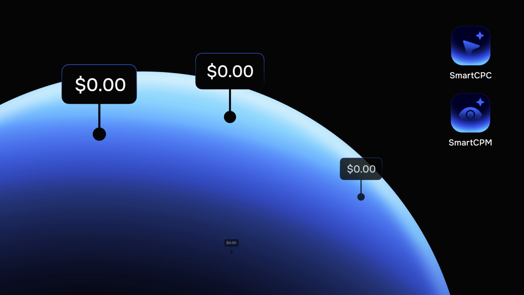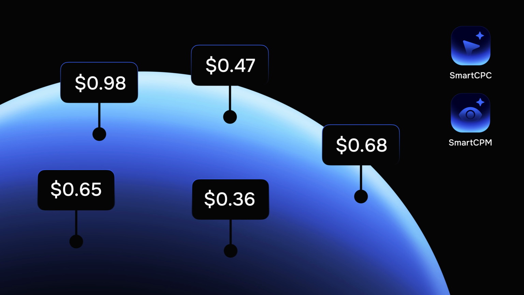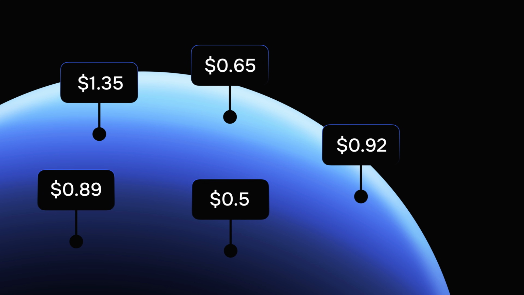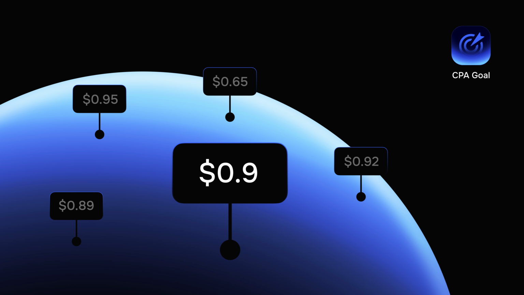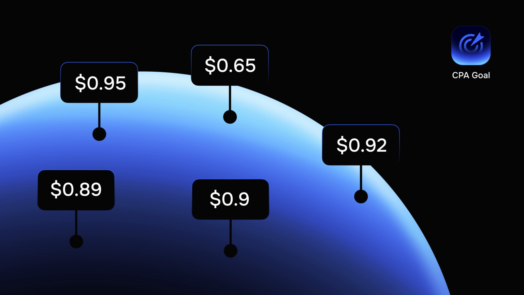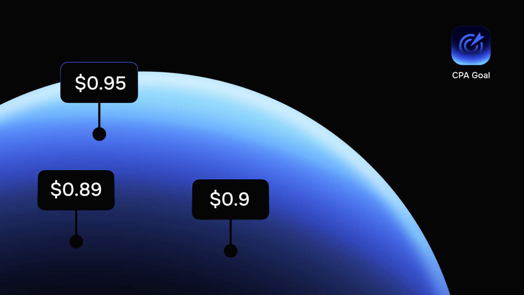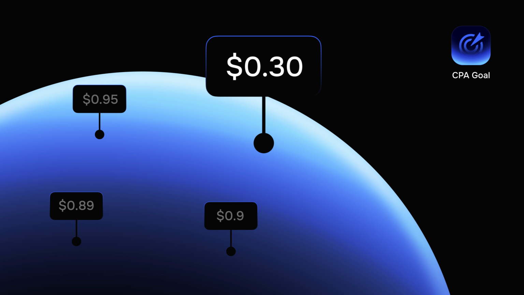Smart CPC and Smart CPM automatically adjust your bids to match the average price for each zone. CPA Goal not only matches bids to the average auction price, but also fine-tunes them to hit a specific CPA. CPA Goal dynamically lowers bids in expensive zones, raises them where conversions are cheaper, and removes zones that aren't performing. For zones with no conversions, it uses overall campaign averages to adjust bids.